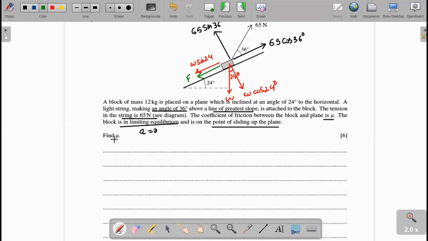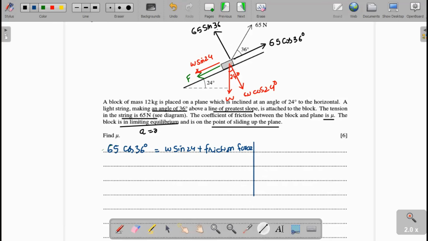To find the value of mu, take the forces acting along the surface. The force acting on the block on the right side is 65 cos 36. The forces acting on the left side along the surface are W sine 24 plus the frictional force.